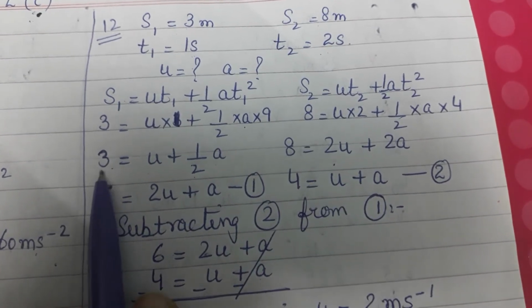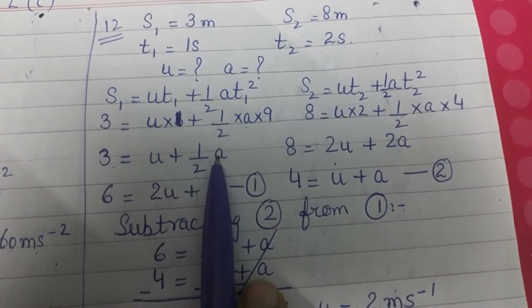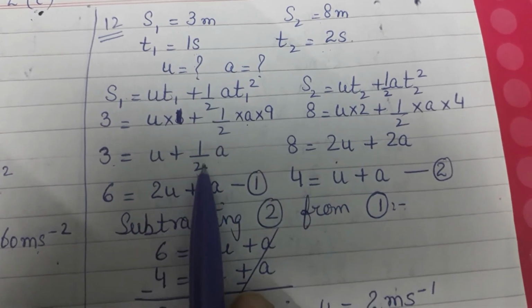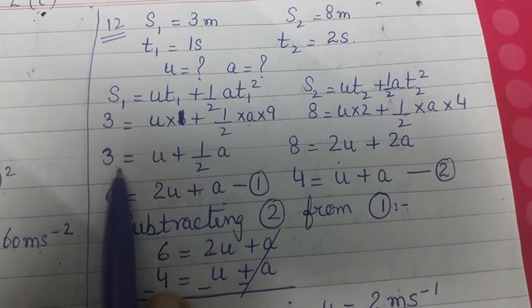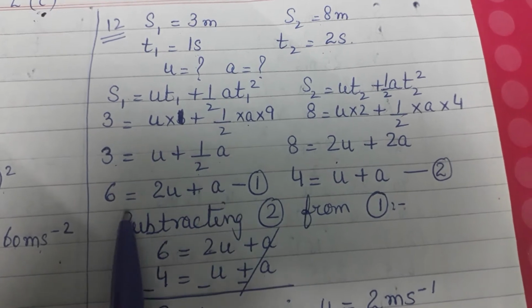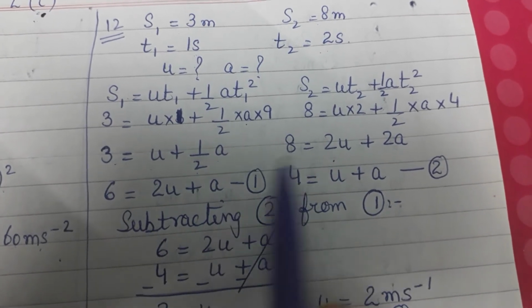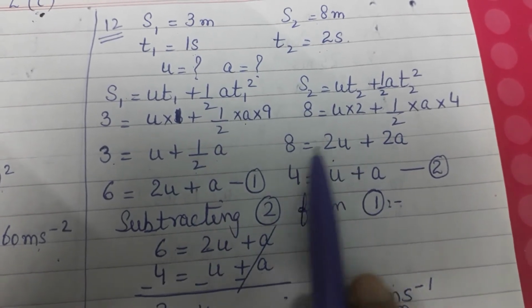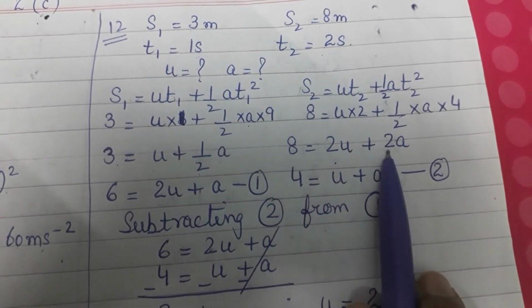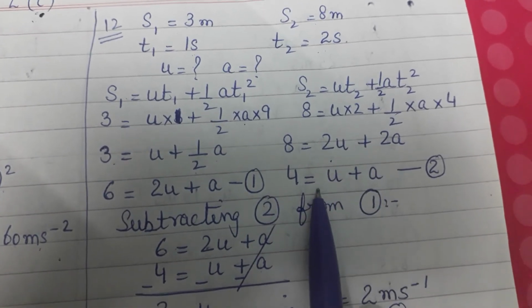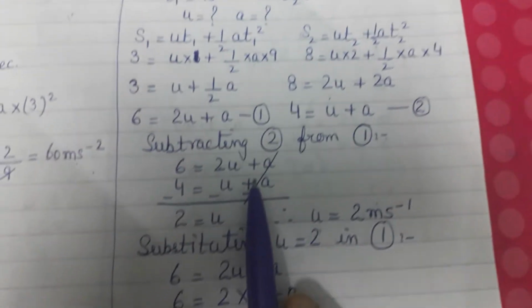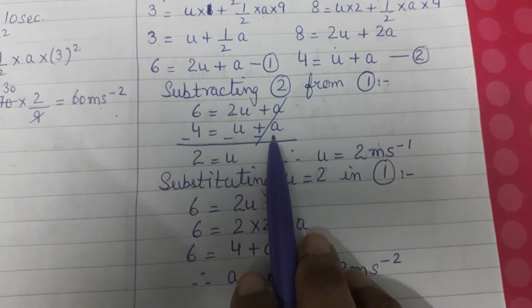Now when I get 3 is equal to u plus half a here in the first case, I want to get rid of this 2. I multiply the whole equation by 2. This is my equation number 1. Similarly, in the second case, you can see I can divide the equation throughout by 2. And this is my second equation. Now I solve these two equations simultaneously.